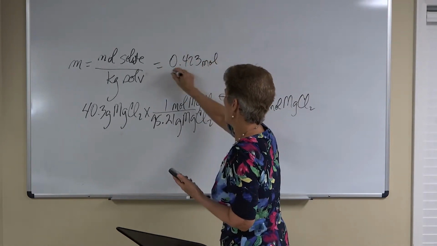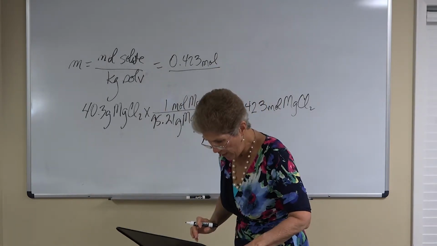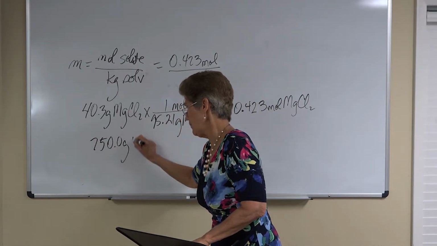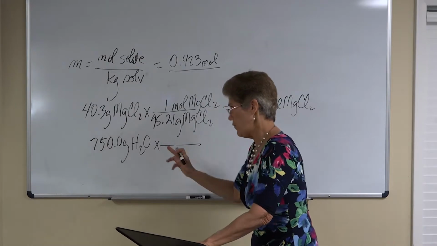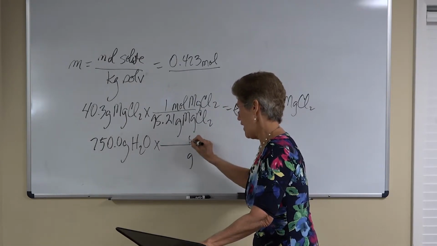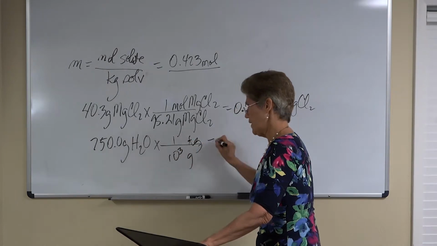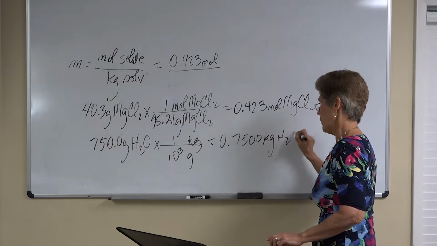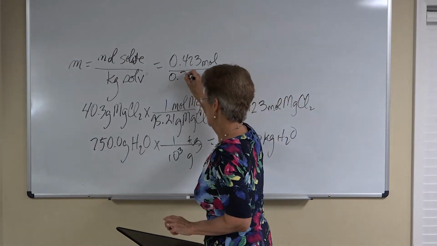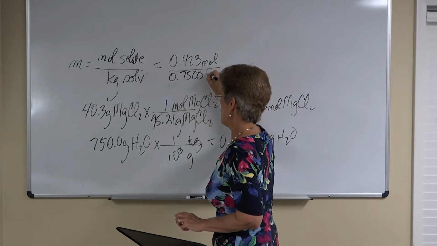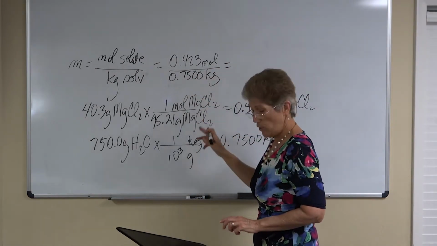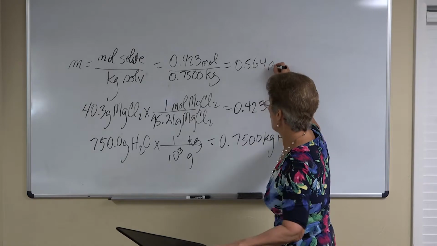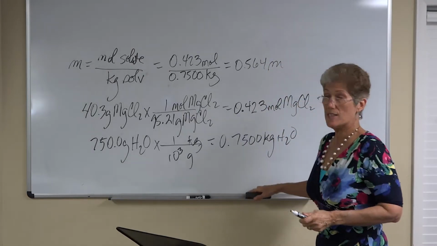0.423 moles of solute divided by, now we need the kilograms of solvent, and we're told that we have 750 grams of water. So we know that we moved that decimal place back 3 because we know that there's 1,000 grams to every 1 kilogram. So that's going to be 0.7500 kilograms of water. So we're going to go 0.7500 kilograms. And so our answer has to be in 3 significant figures, and it's going to be 0.564 molal. 3 significant figures.